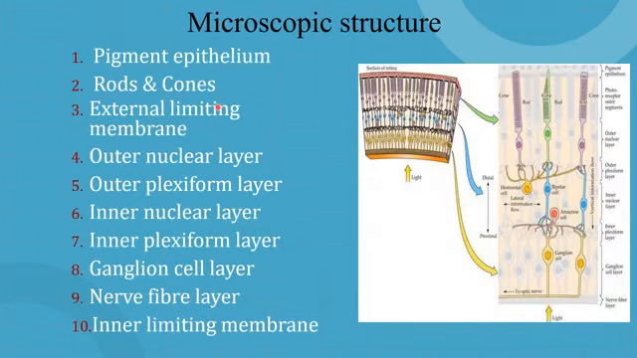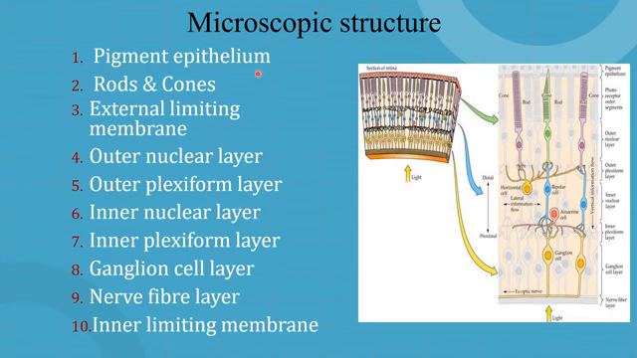So the layers of the retina are 10 layers. This is the microscopic picture of the retinal layers. If we see from inside, this is the outermost side. This is finally the nerve-going area. The nerve will start from here and go into the optic disc and optic nerve.